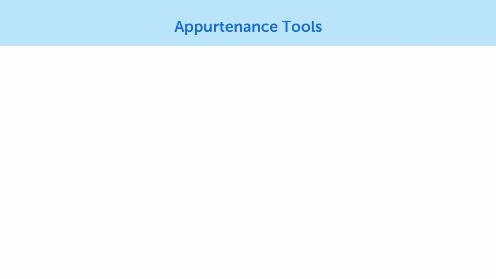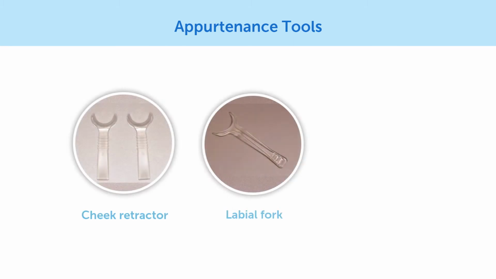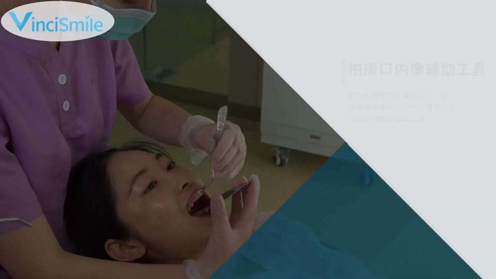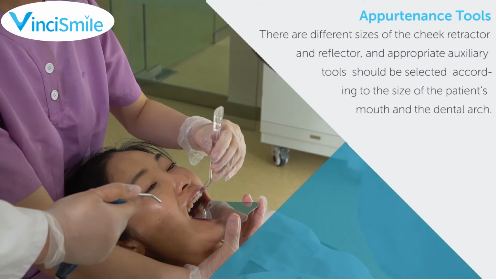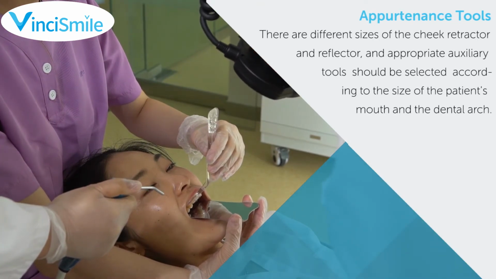Appurtenance tools. Cheek retractor, labial fork, reflector. There are different sizes of the cheek retractor and reflector, and appropriate auxiliary tools should be selected according to the size of the patient's mouth and the dental arch.